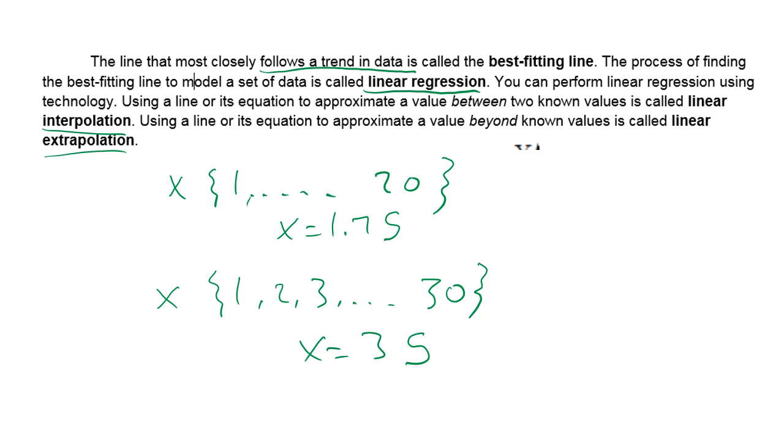So when we look at our value, if the value is within the domain values, it's interpolation. If it's beyond the domain values, then it's called extrapolation. Either way, it's just a fancy name for it, but we will find interpolation or extrapolation points with the same process, which is linear regression.